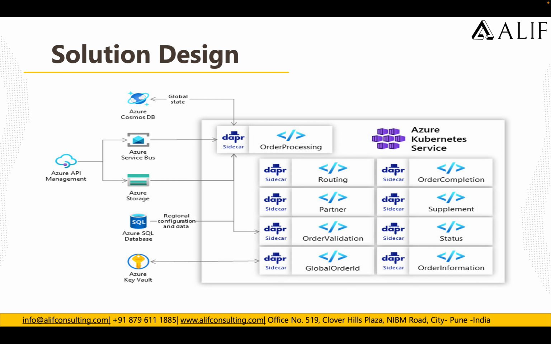They have Azure Cosmos DB, which they are running as a global resource that stores all the information, because all the order detail is non-relational data and doesn't require a relational database. So Cosmos DB can be utilized, and they have all their applications running in Kubernetes on Dapr. That's how order processing, routing, partner order validations, order completion, supplement status, and order information were all running as microservices. Order processing was the main application where all the order information comes in, and then it connects with order validations, partners, and routing, all of which work later when the order gets processed.